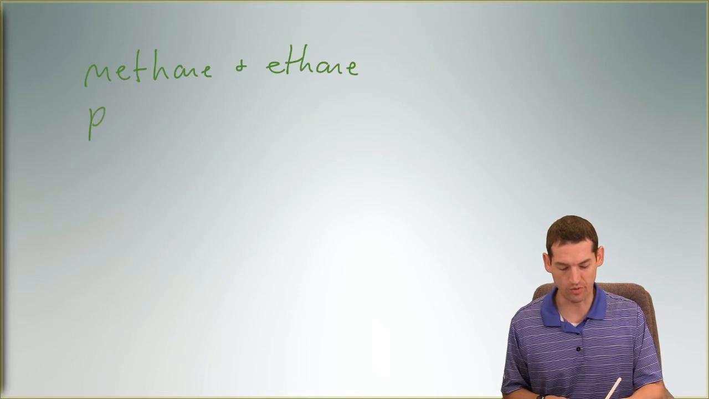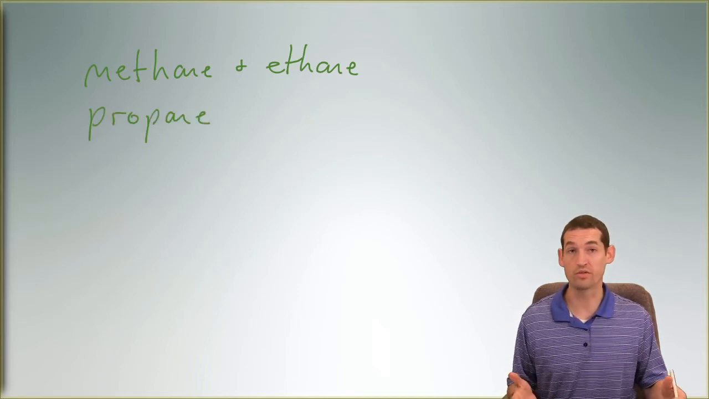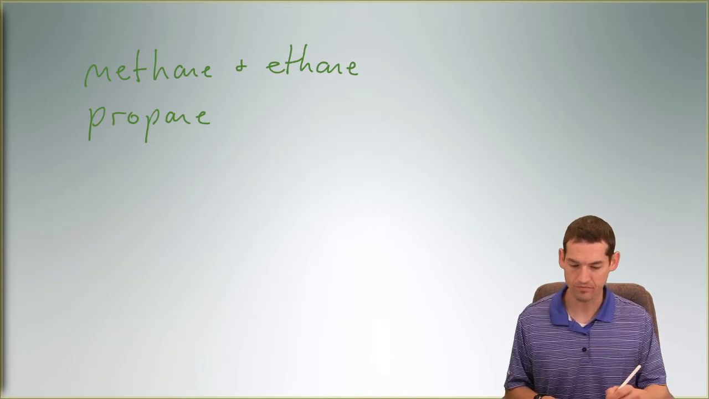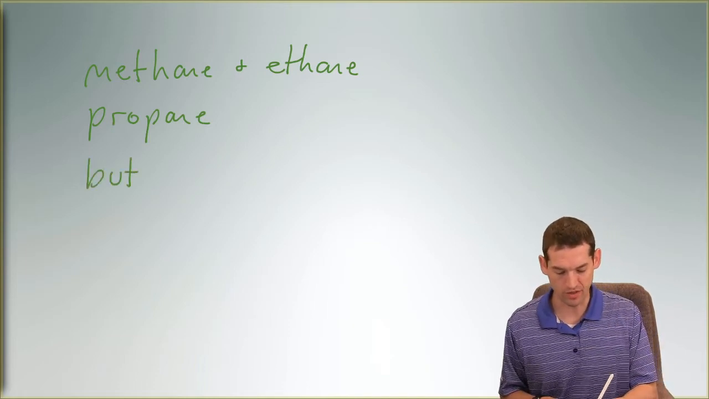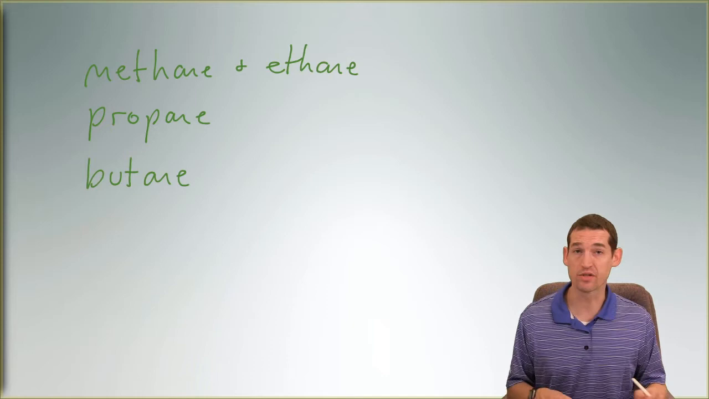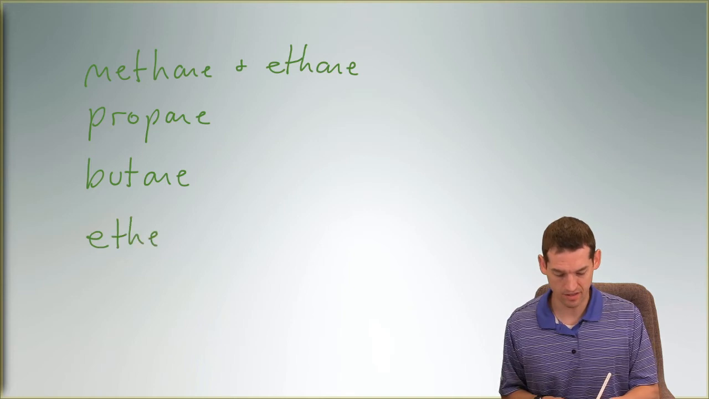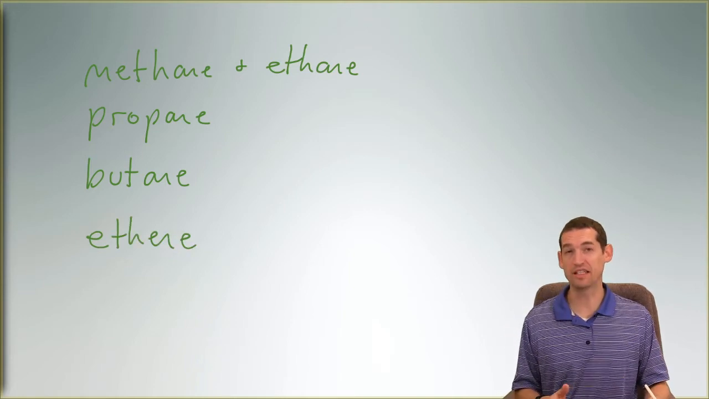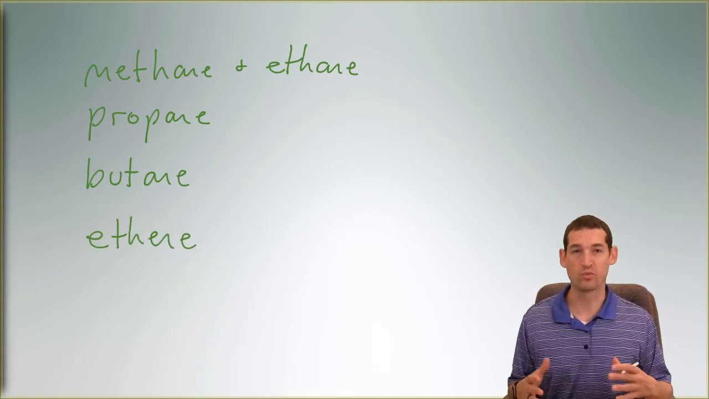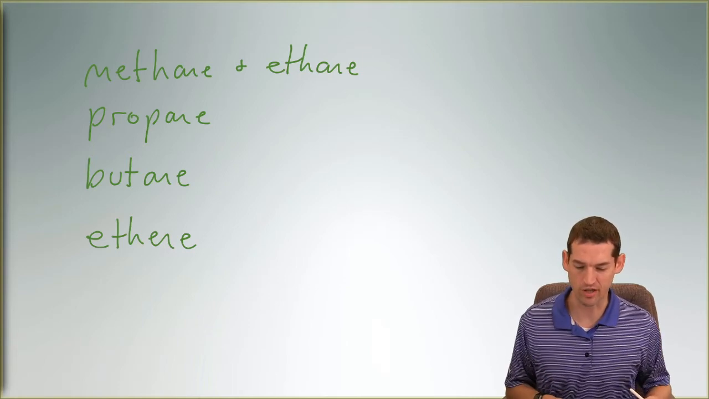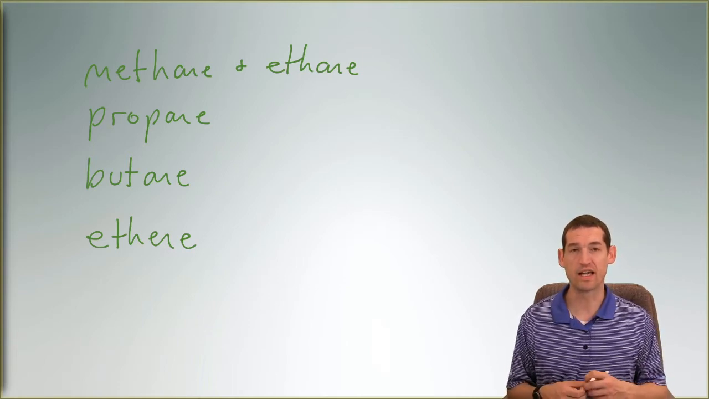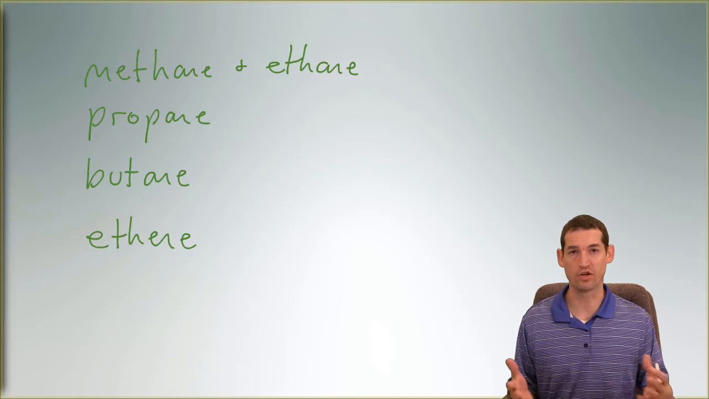You should know that propane is the fuel that we would use in barbecues and things like that. Butane is found in lighters and some torches, things like that. Ethene is also called ethylene. That's one of the common names. You don't necessarily need to know that common name, but it's a natural fruit hormone that's given off.